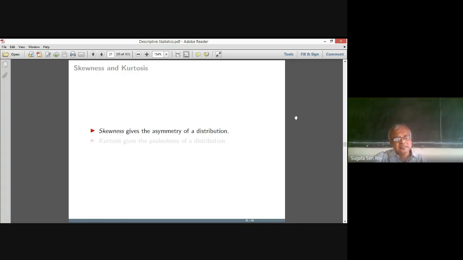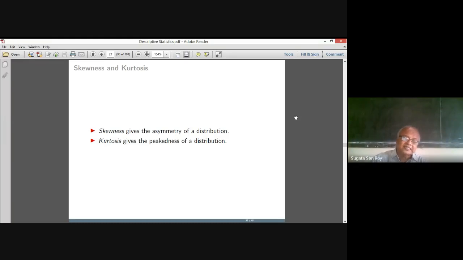There are two other things that we look at when we look at data. One is called skewness, which gives the asymmetry of a distribution, and kurtosis, which gives the peakedness of a distribution. You see the histogram was symmetric in the sense that it was falling off on both sides. But if you look at income, for instance, income distribution is not symmetric. There are more people with lower income than with higher income. So there will be more frequencies on the lower side than on the higher side.